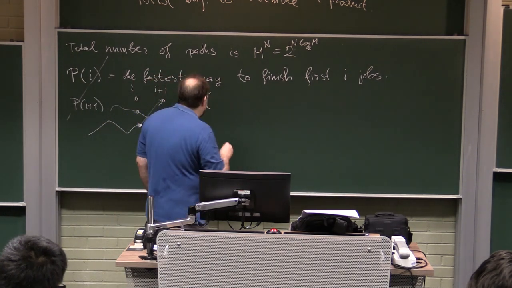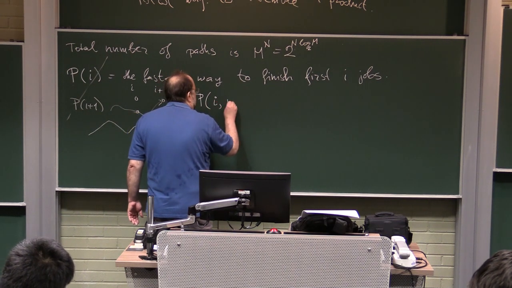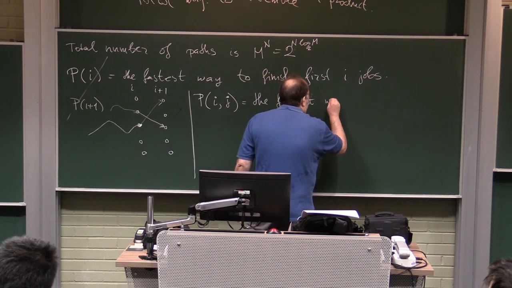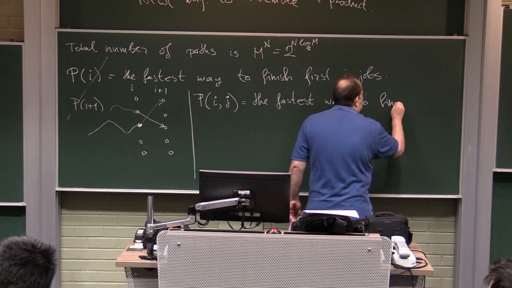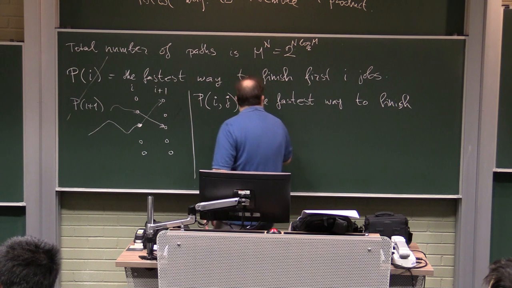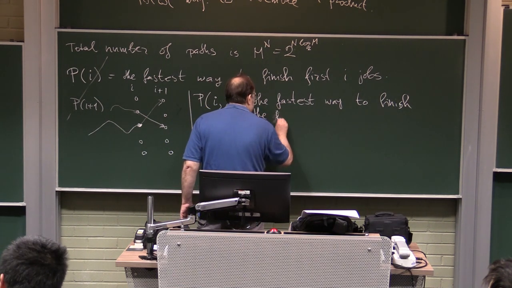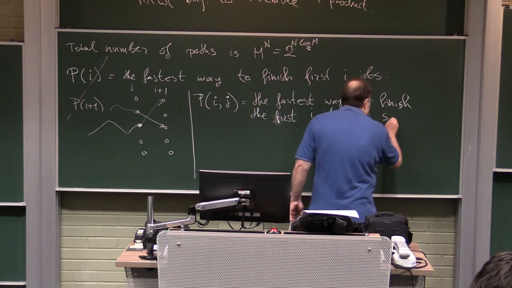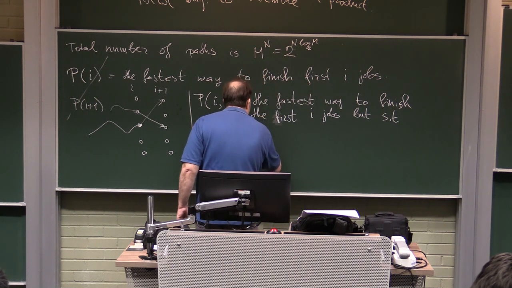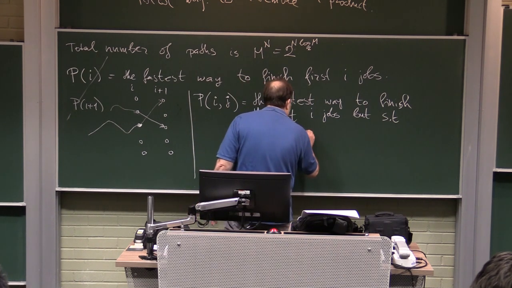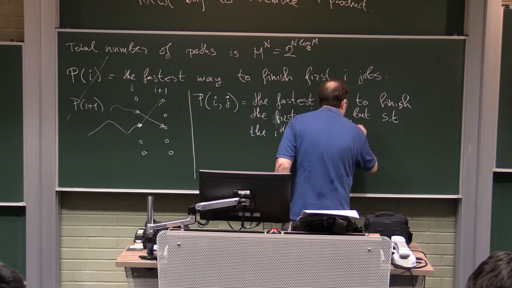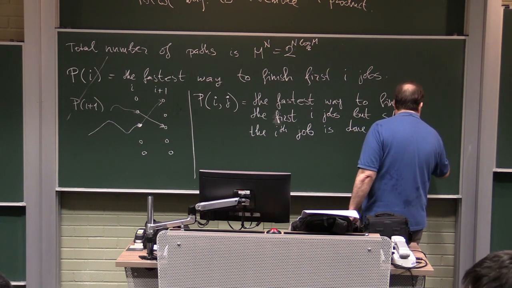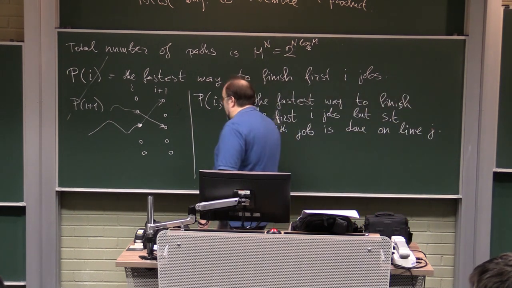It's a 2D dynamic programming. So it's P I, J, the fastest way to finish the first I jobs, but such that the ith job is done on line J. Right? Now we can have a correct recursion.